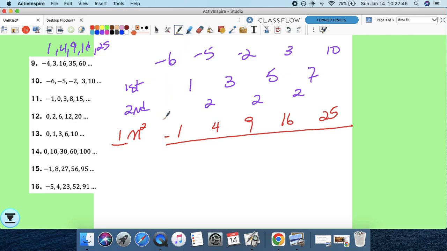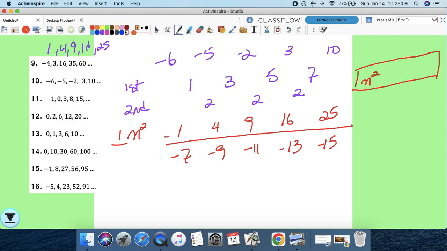Negative 6 minus 1 is negative 7. Negative 5 minus 4 is negative 9. Negative 2 minus 9 is negative 11. Negative 3 minus... is negative 13. And then 10 minus 25 is negative 15. So we found the quadratic part of our expression, which is just n squared.